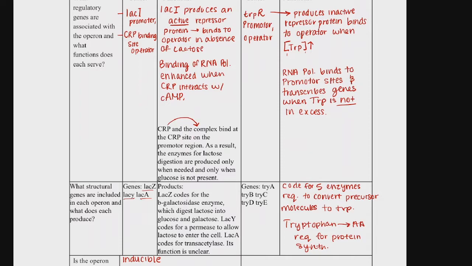And just remember, an inducible operon is when a repressor is bound, and then an inducer binds to the repressor, inactivates the repressor, and then genes can be expressed. So let's say that we have genes here. These little lines mean that all of these are the different genes. This is our operator, and we have this repressor bound.